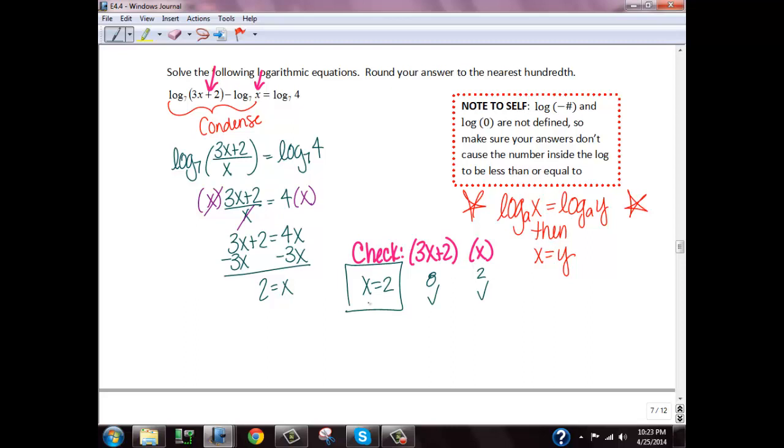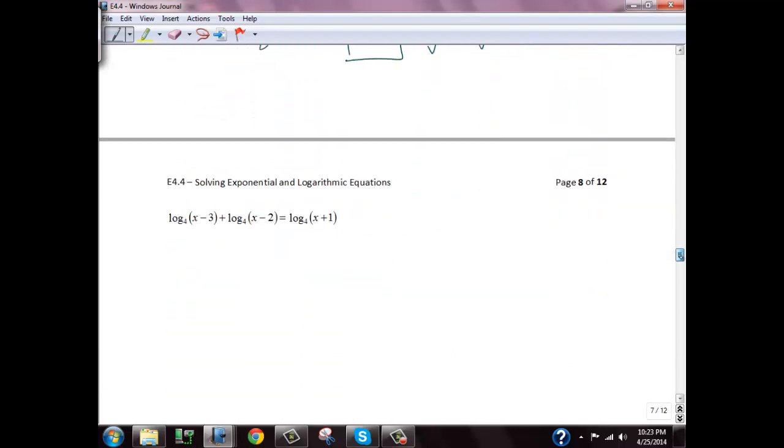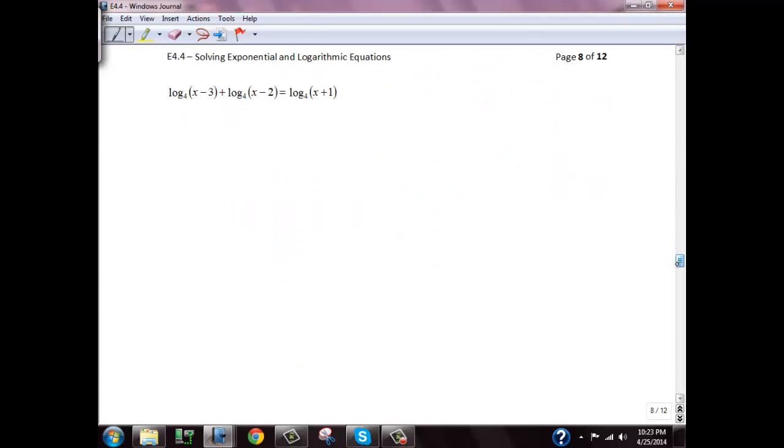Okay, so let's go ahead and look at another one or another couple, and then I'll have y'all try some. Okay, so on this first one, or second one I guess, we again need to condense. We have two log terms on the left, so I need to condense. Addition condenses to multiplication. So this gives me log base 4 of x minus 3 times x minus 2 equals log base 4 of x plus 1.